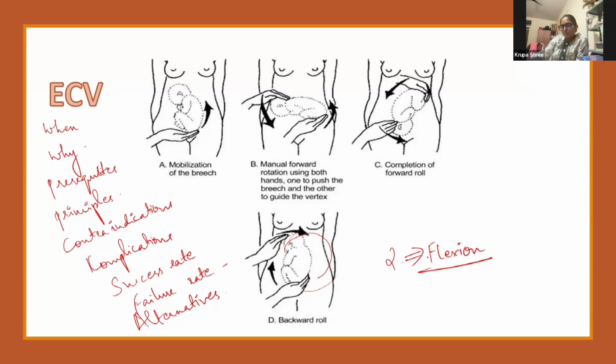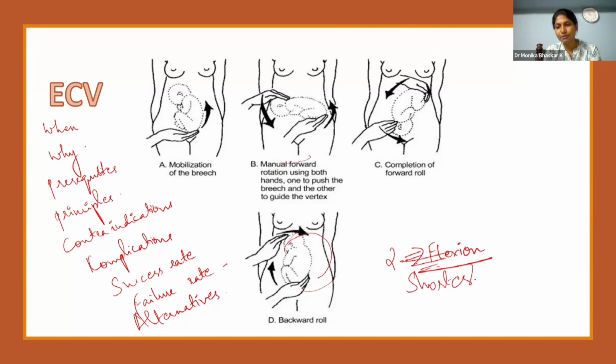Okay. So one is to maintain the flexion of the baby. In this one, they've shown it properly. This is the baby's head. The flexion should be maintained. You should not do extension. The second important principle is that the shortest route should be followed. For example, the head is here. You cannot take the baby all the way around to there. This is the shortest route.